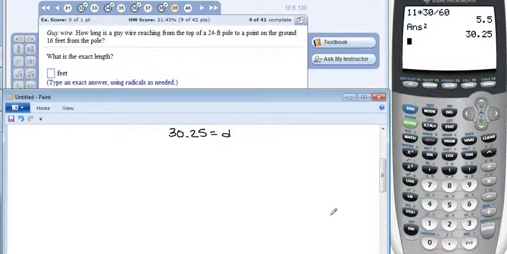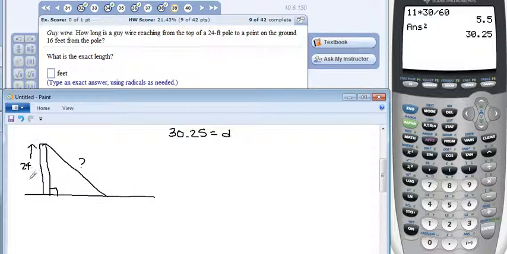Draw a picture. We have a pole. We have the ground. And we have a guy wire. The pole we're going to assume is straight, so that makes a 90-degree angle with the ground. So how long is a guy wire? How long is that thing? Reaching from the top of a 24-foot pole, so this is 24 foot to the top, to a point on the ground that's 16 feet from the pole. Well, that's here.